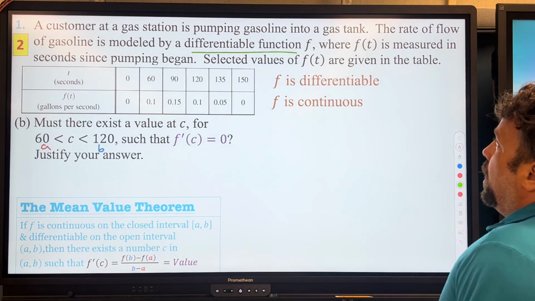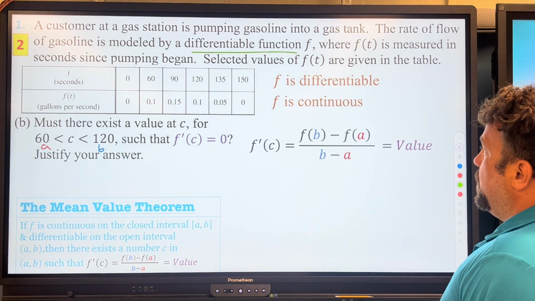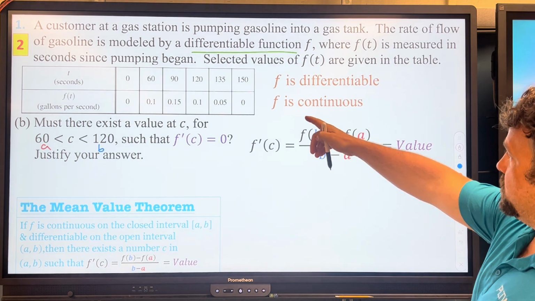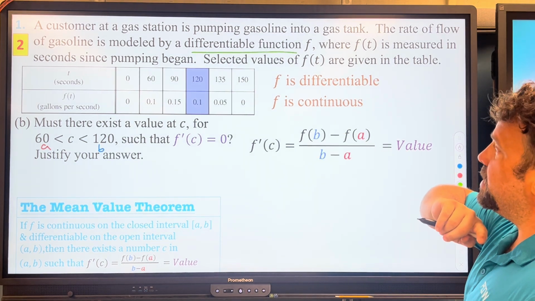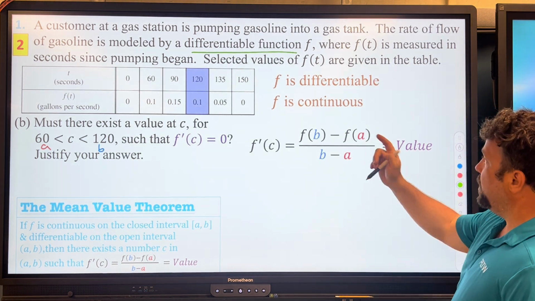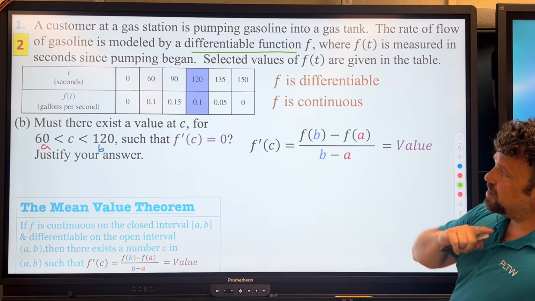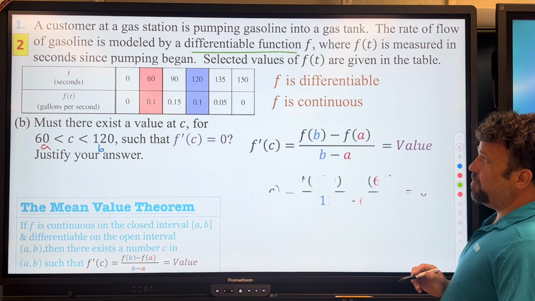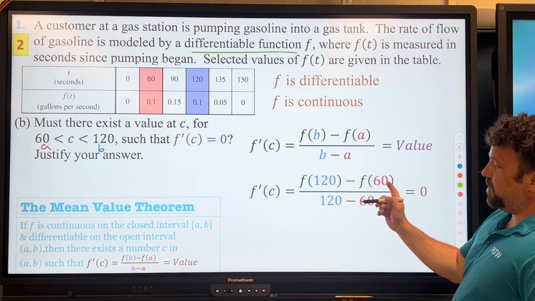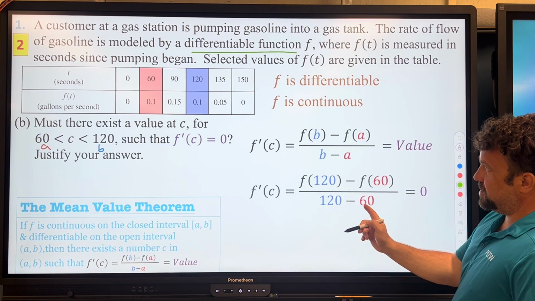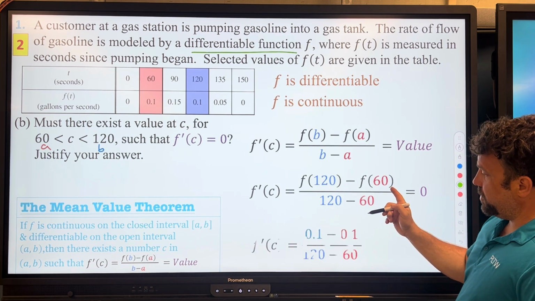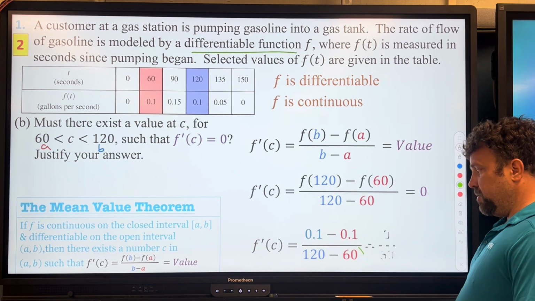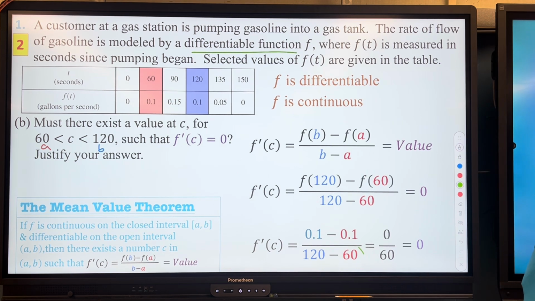Here we go. F prime of c equals f of b minus f of a. So our b is 120, so our f of b is 0.1. Our a is 60, so our f of a would be 0.1. F of 120 minus f of 60 over 120 minus 60 is 0.1 minus 0.1 over 120 minus 60. 0 over 60 is 0.